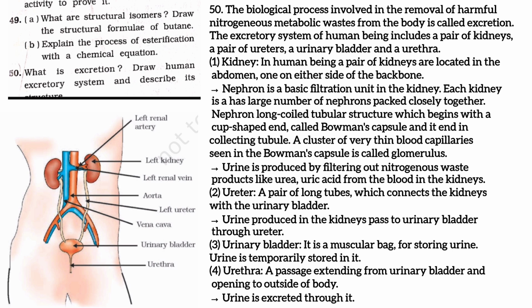Number 2. Ureter. A pair of long tubes which connects the kidneys with the urinary bladder. Urine produced in the kidneys passes to urinary bladder through ureter. Number 3. Urinary bladder. It is a muscular bag for storing urine. Urine is temporarily stored in it. Number 4. Urethra, a passage extending from urinary bladder and opening to outside of body. Urine is excreted through it. Also, the diagram of our excretory system is given here.